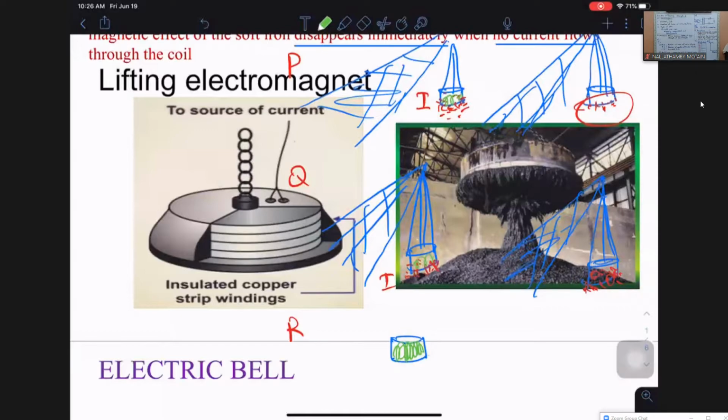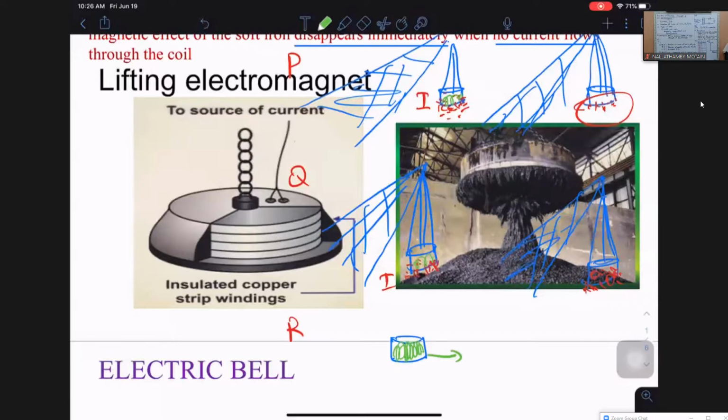And also they can ask you what type of core you're going to choose. Steel, aluminium, copper, iron. Which one? We have to choose iron, soft iron core. Why? Easily magnetized and demagnetized. This one also can be asked as a question, but they won't ask you to explain. Don't worry.